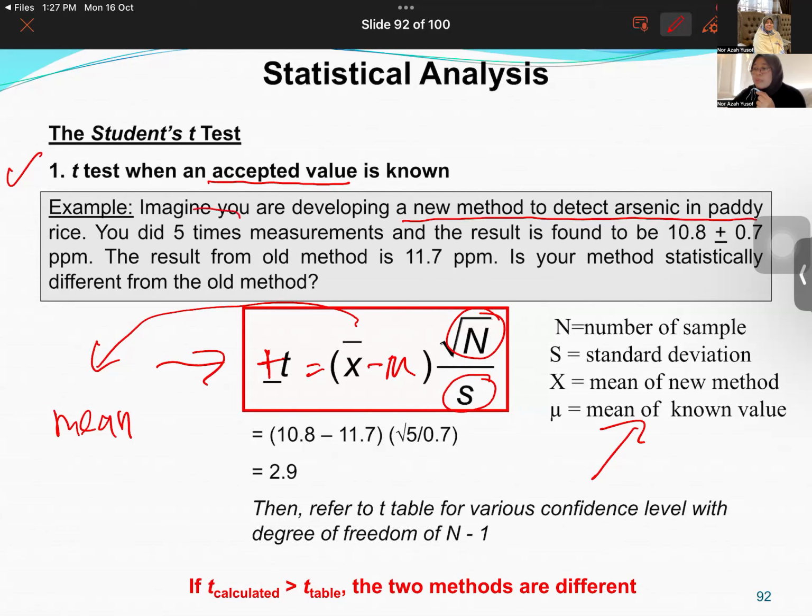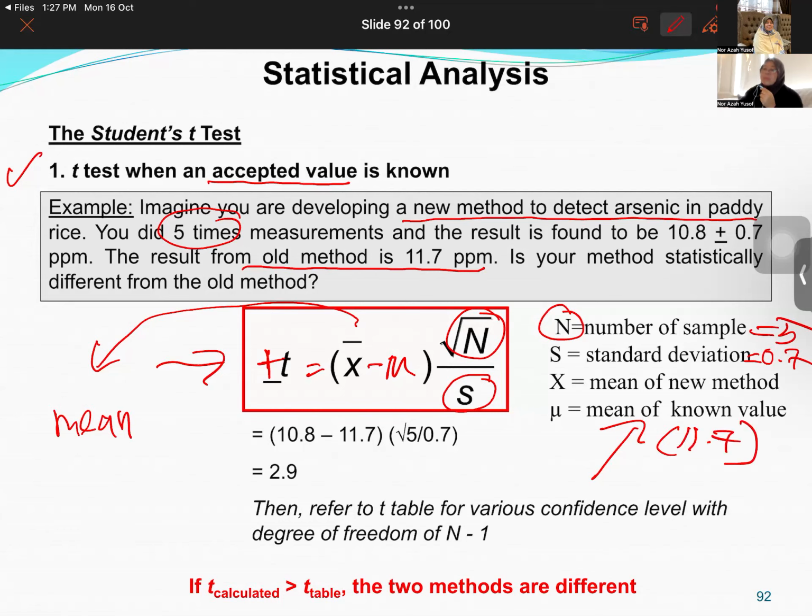So you did 5 times measurements, means that the N is 5. Okay, and the result is found to be 10.8 ± 0.7 ppm. So the standard deviation is 0.7. Okay, and the result from the old method, in this case, the old method is called the mean of known value.